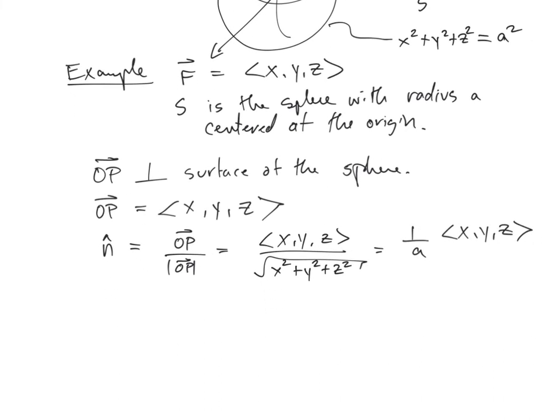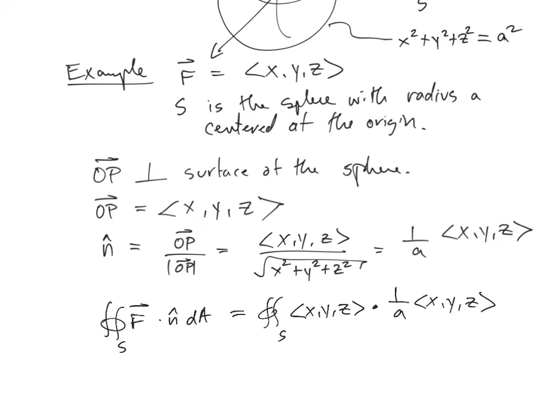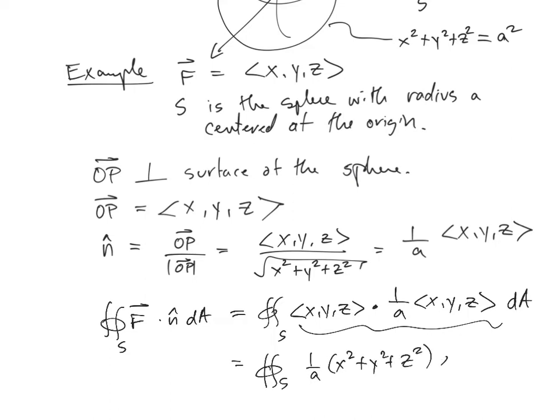Okay, well, we know that the surface integral is equal to F dot n hat dA over this closed surface, which is a sphere. We know F is equal to x, y, z. We were told that. And we found that n hat is going to be equal to 1 over a times x, y, z. Okay, and then we've got dA out here. So what is this equal to? 1 over a times x squared plus y squared plus z squared dA.